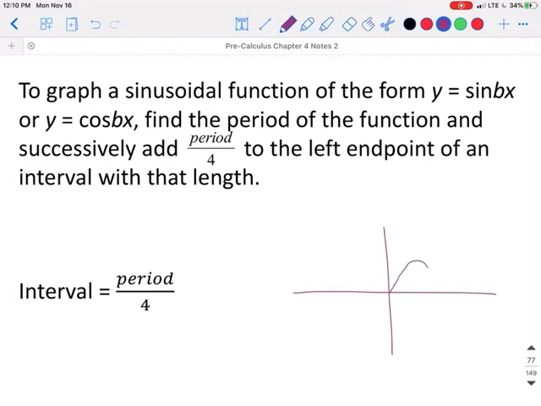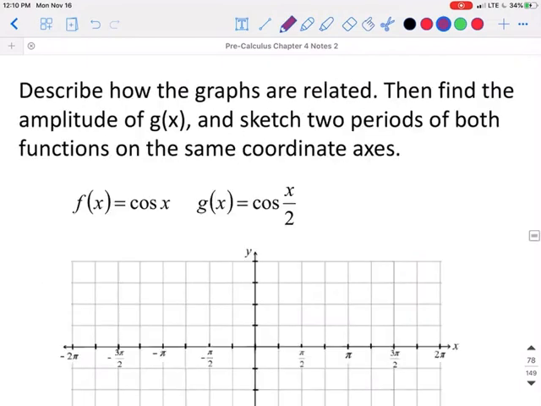Because if I'm going high, low, back to the middle, so we started in the middle here and get back to this middle here, we've done 1 period. We've done 1, 2, 3, 4 changes. So the interval in which we do those changes will be 1/4 the length of the period.